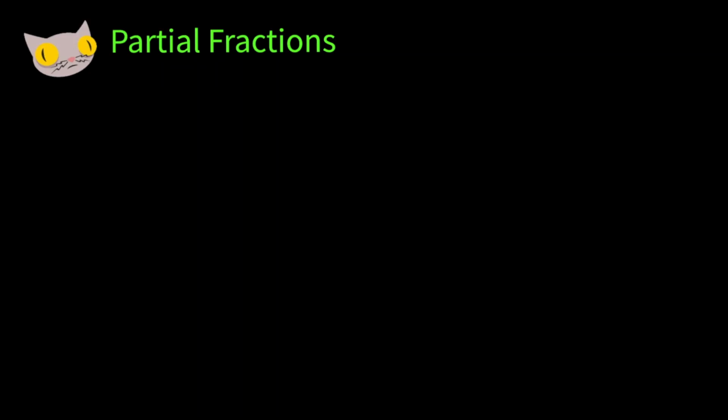Let's talk about partial fractions, what they are and how to use them. So let's say we have two fractions, say 3 over x minus 1 plus 2 over x minus 2. How can we turn this into one fraction? We can simplify this simply by cross multiplying.